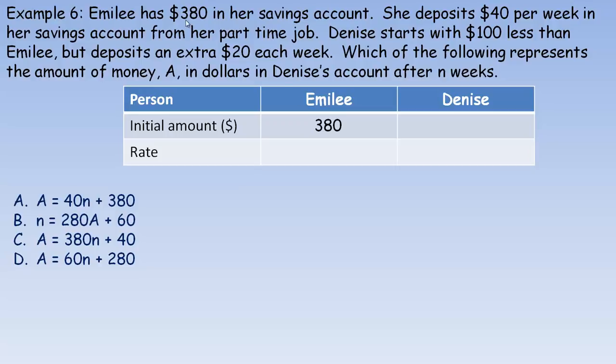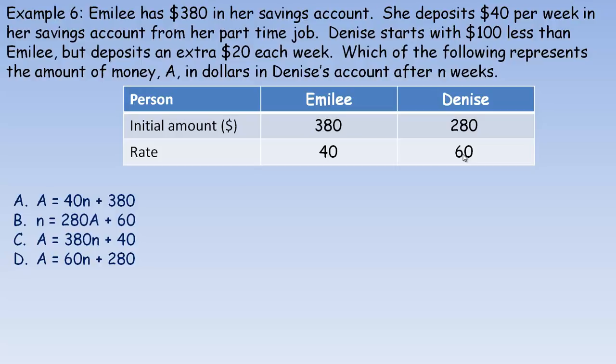So in the question, you're told that Emily starts with $380 and she's depositing $40 every week. So that's her rate. Again, the rate is how much is changing over time. She's depositing $40 per week. Now, Denise starts with $100 less. So if Emily started with $380, Denise would start with $280, $100 less. And it says that Denise is depositing an extra $20 each week. So 20 higher than 40 would be 60. So that's her fixed amount. That's how much she's depositing per week.